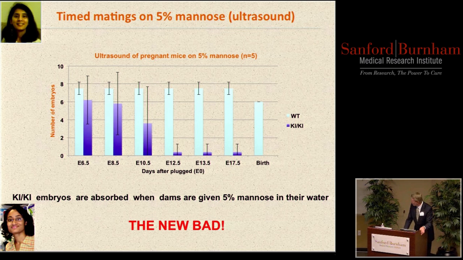It turns out that when you put moms on 5% mannose, in fact, what happens is the knock-ins, or as we call them, kikis, the knock-ins are, in fact, being killed in the uterus. So the embryos are dying and being absorbed. And we get no live births from 5% mannose. And what was going on?